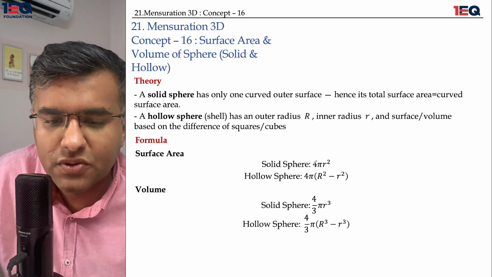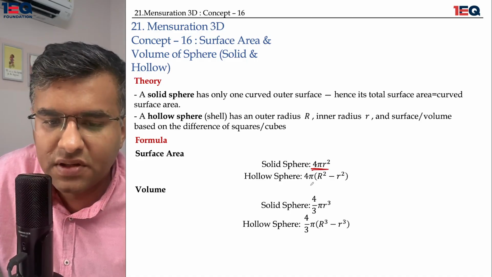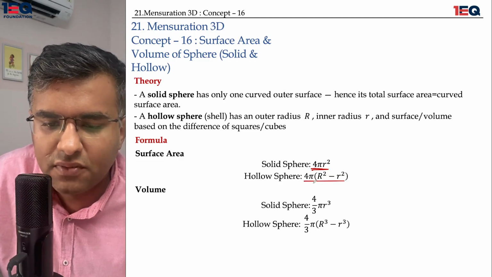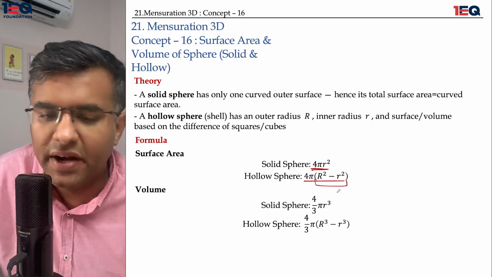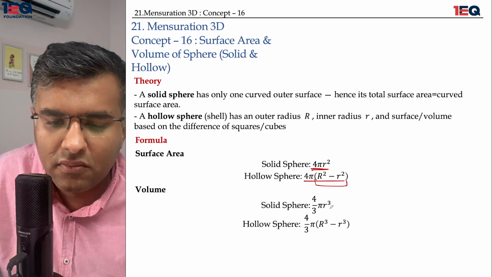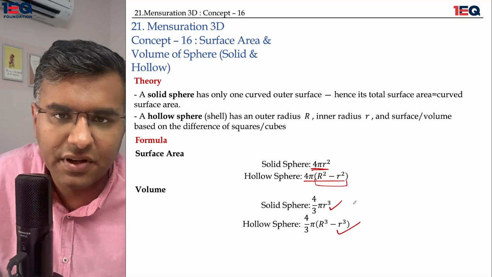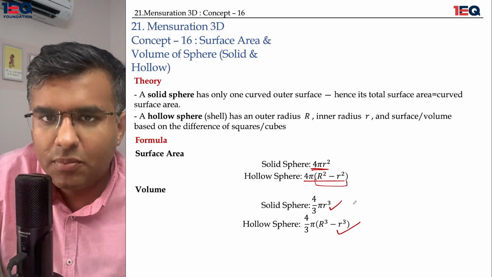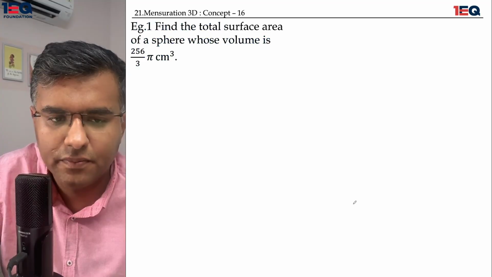Now talking about a solid sphere. A solid sphere would have the curved surface area or its surface area as 4 pi r square. The hollowness would give it a difference of the squares of the radii. The volume would remain here and the volume of a hollow sphere has been written here. I've already taught it, so I won't be repeating it here. You can pause the video, look at the formulas, and then we'll go forward.